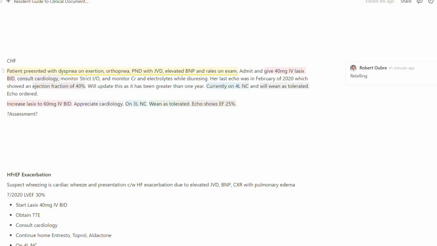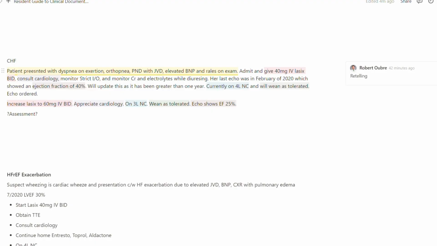So we have now in this note, look at the inaccuracies. We have 40 milligrams IV Lasix here, and then we have Lasix 60 milligrams IV here. So we have it twice. We have consult cardiology twice, consult cardiology here and appreciate cardiology. Is that really necessary? And then we have an echo with an EF both here and here. So we have two different EFs. Which one is accurate? We have one oxygen requirement here, and another oxygen requirement here. Which one is accurate? We have will wean as tolerated twice. Is that really necessary? Look at all that duplicated information, inaccurate information.